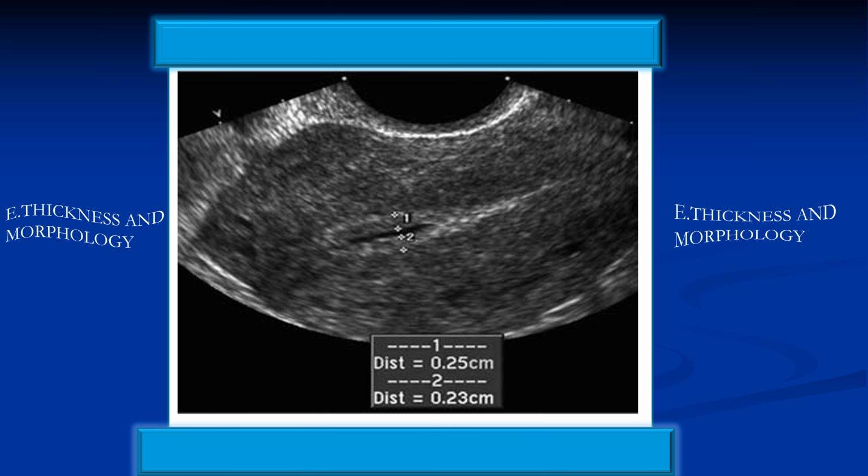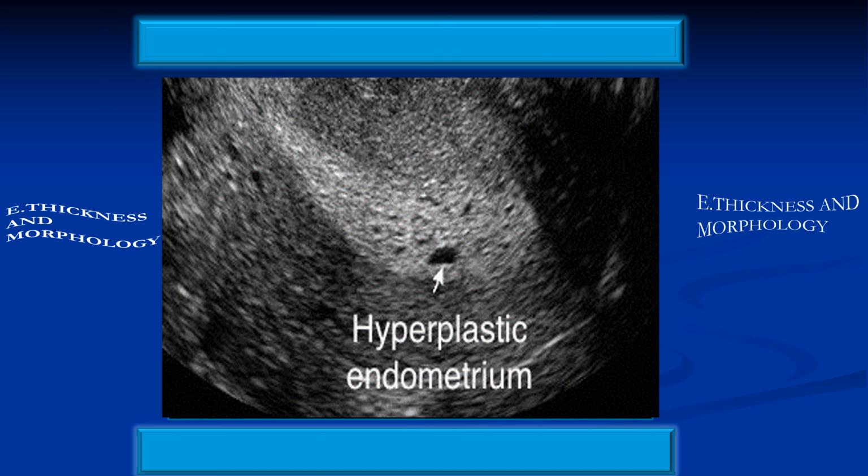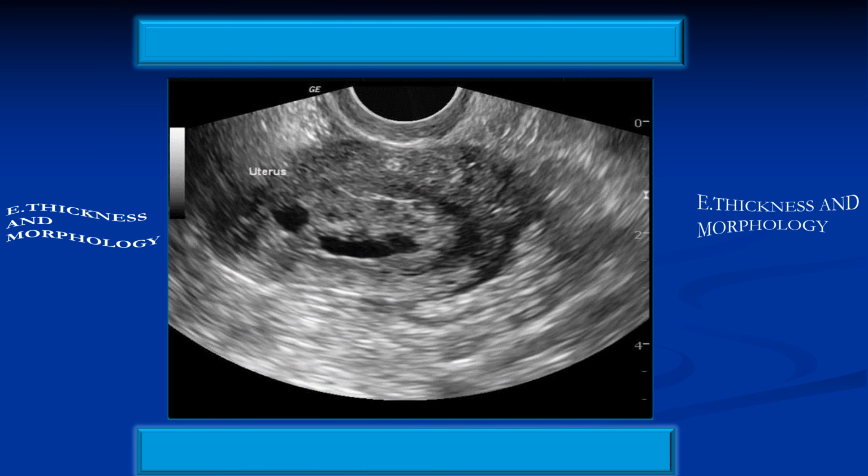If there is fluid in the cavity separating the two layers of endometrium, then the layers are measured individually and collected together. Example of endometrial morphology and thickness.